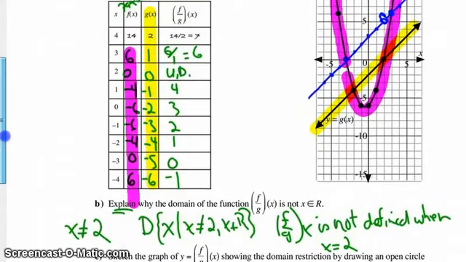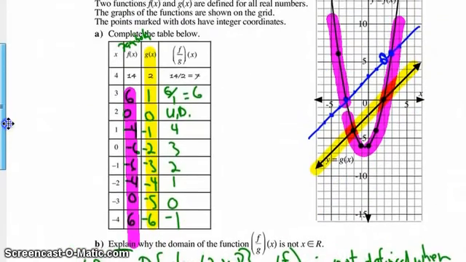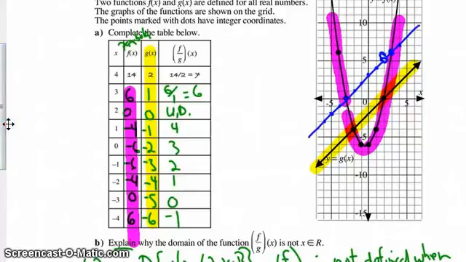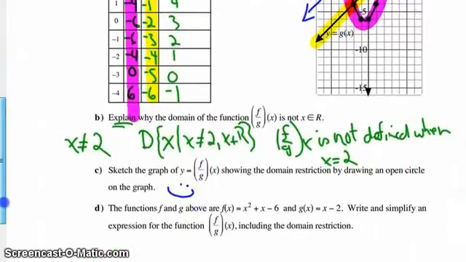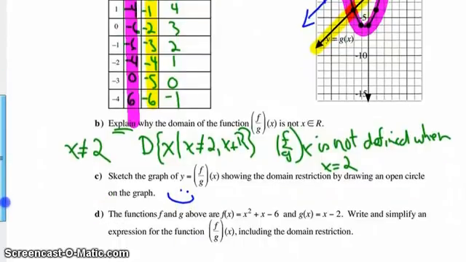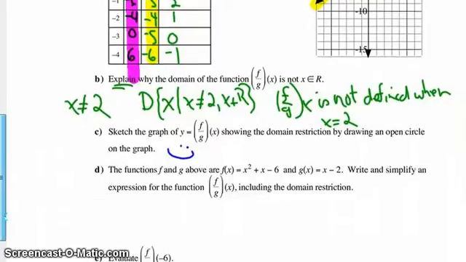So as you graphed f over g at x, you get the blue line there that goes forever except it has a hole at an x value of 2. So the hole occurs at 2 and 4. There is no point there. The functions f and g above were actually those functions. Rate and simplify what that actually is.